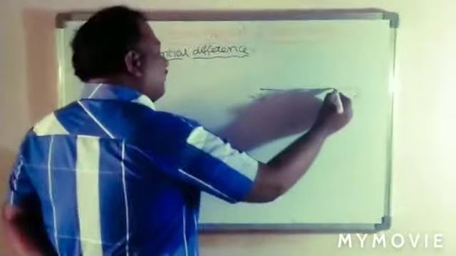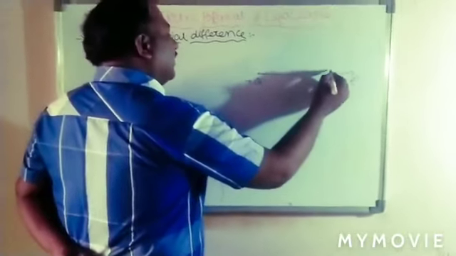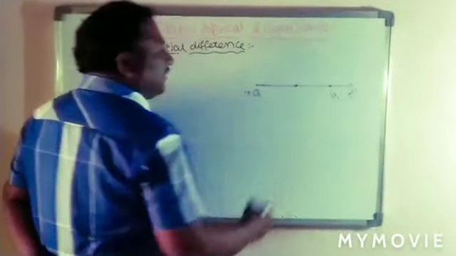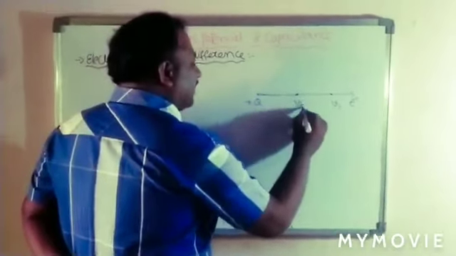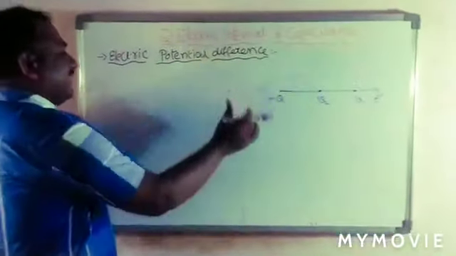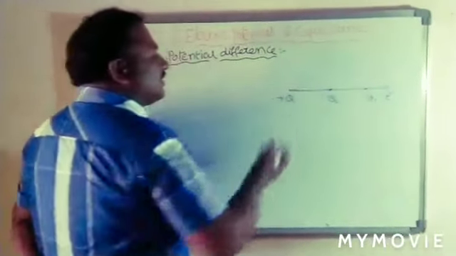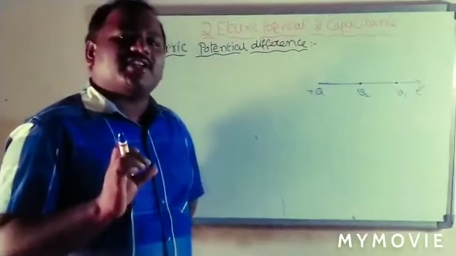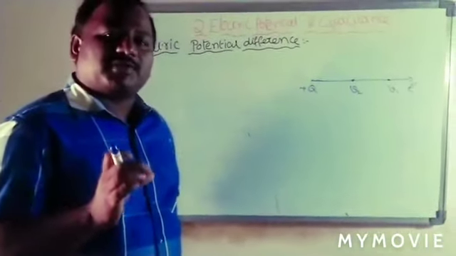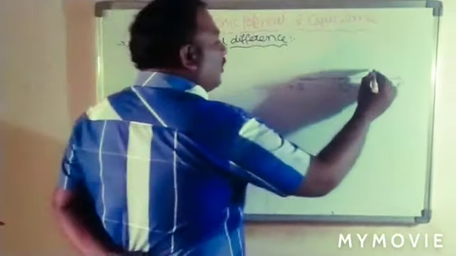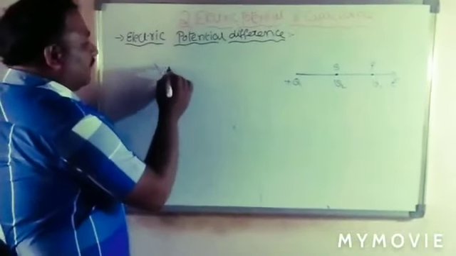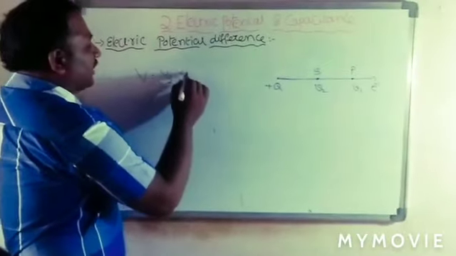Now what is the meaning of potential difference? Potential difference is nothing but if a charge is moving from one point to another point in the electric field, at this point the potential can be taken as V1, and at this point the potential can be taken as V2. The difference between these two potentials is known as the potential difference. Here I consider two points P and S. The difference between these two potentials can be taken as V is equal to V2 minus V1.